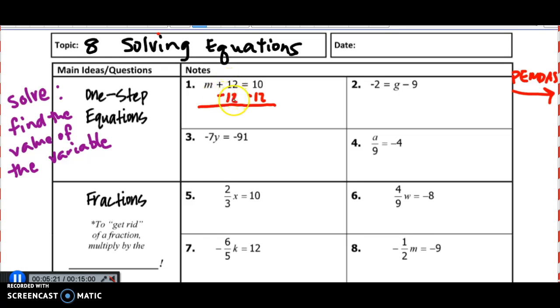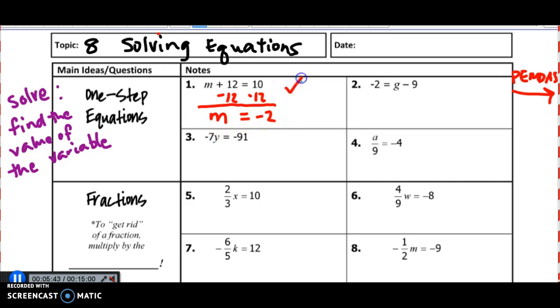Well, 12 minus 12 is 0, so the only thing I have left on the left side of my equation is just this m. I'm going to bring down my equal sign, and now I'm going to do 10 minus 12, which gives me negative 2. Now I have the variable all by itself, so I know that m equals negative 2.